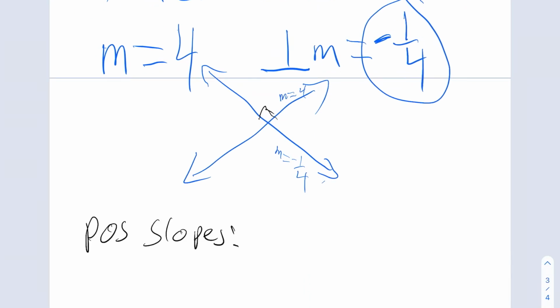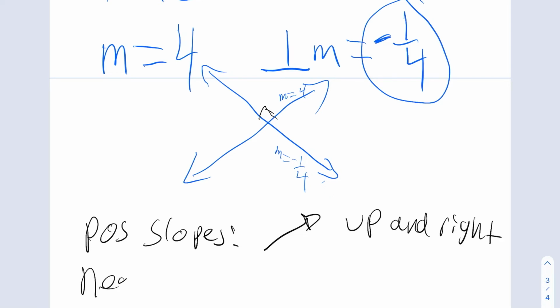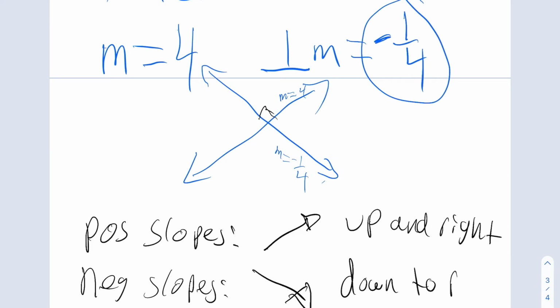Positive slopes look something like this. They go up and to the right, whereas negative slopes, something like this, go down to the right. Of course, if it's a line, it's hard to say because one side goes up and the other side goes down. But I like to think that if it's a positive slope as I'm going to the right, I should be climbing. And if it's a negative slope and I'm going to the right, I should be going down.